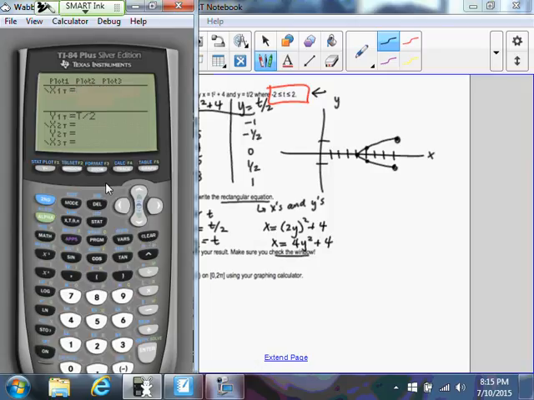Well, let me clear it out before I even begin. So sine of t. And then I want to clear the second one. And I want to do sine of 2t.